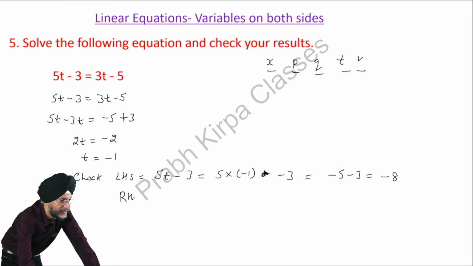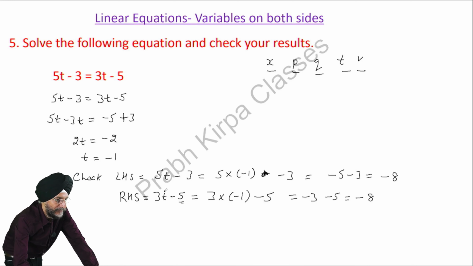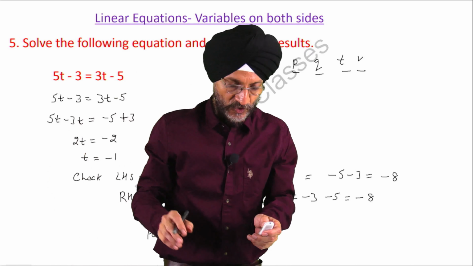So now we will see what is right hand side expression. It is 3t minus 5. 3, we will fill the value of t. It is minus 1. Then minus 5. So minus 1 into 3, minus 3, minus 5. When we add minus 3 and minus 5, it becomes minus 8. So left hand side minus 8, right hand side minus 8. Left hand side is equal to right hand side. Hence verified. That is the value of t which we had calculated is okay.